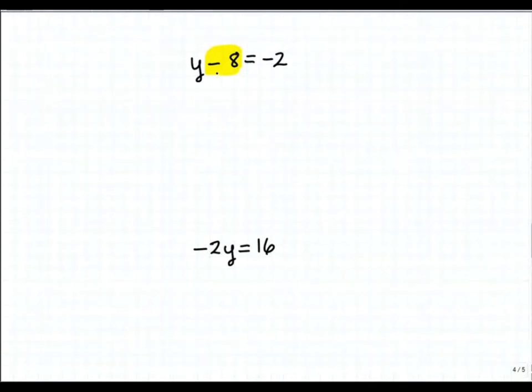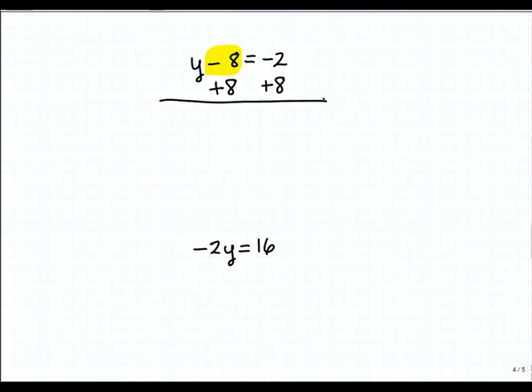So how can I undo a minus 8? If I subtracted 8 from this y and I want the y by itself, what I can do is use an inverse operation, use the opposite. So what's the opposite of a minus 8? That would be plus 8. Now notice how I'm writing that 8 right underneath that minus 8. But remember that if I add 8 to the left-hand side of the equation, I also have to add it to the right-hand side of the equation.